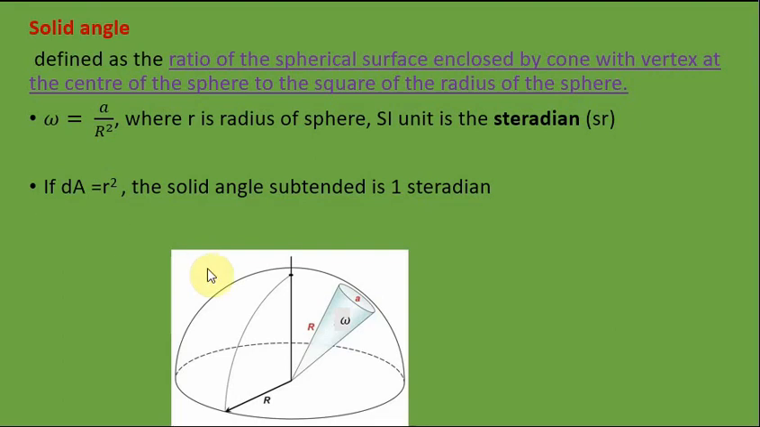Physically, you can consider the example of a torch light. Suppose one torch light is here, and here you have a screen, and if you switch on the torch light, the light beams from the torch light will strike over this screen. It will get projected over the screen. So the area of that light projected divided by the square of the distance is the solid angle.